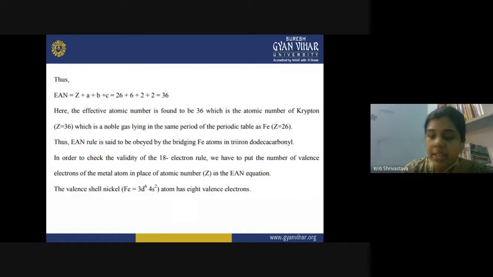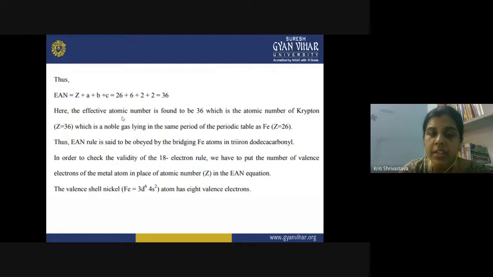So now let us apply the equation. EAN is equal to Z plus A plus B plus C. Let us put all the values here. We have 26, the atomic number of iron. 6 electrons are coming from the terminal carbonyls, 2 electrons are coming from the bridging carbonyls, and we also have C, the 2 electrons coming from the metal-metal bonds. So as a result, a total of 36 we are getting. And this is for the bridging iron atom, the iron atom which is having a bridge.